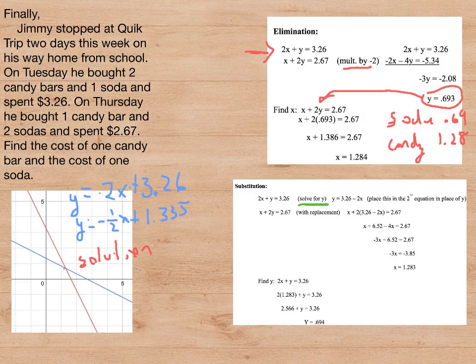Okay? If I don't like doing elimination, if I prefer substitution, then here I took that top equation and I solved it for y, and then I took that value and replaced it into the second equation, and here is my x, or my candy bar, at $1.28. Then I went down and found y, and there is my soda. So 3 ways to solve the same problem.